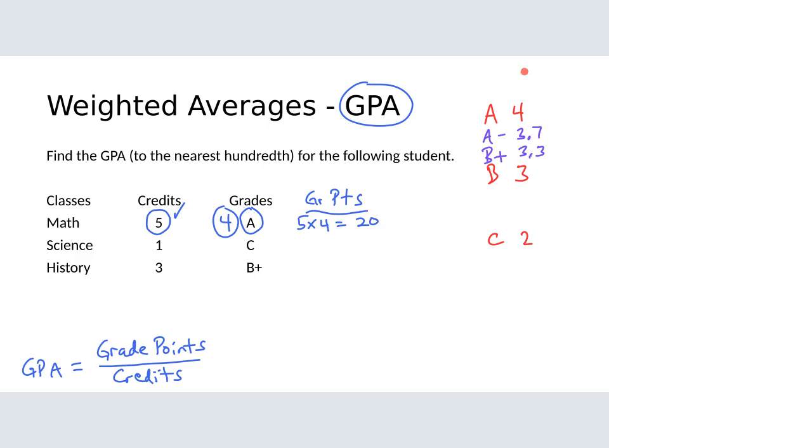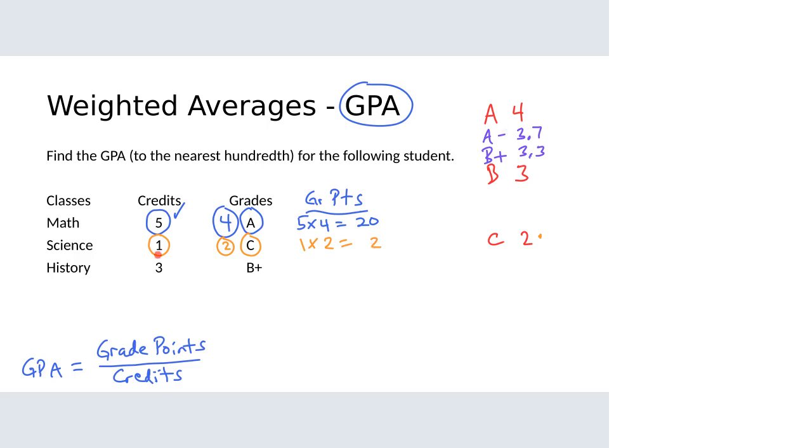If you see something that you're not sure of, you don't understand where it came from, don't hesitate to ask. What we're taking is the credits they took multiplied by the points they get for the grade they earned. They have a 1 credit science class and they got a C in it. That C is worth 2 grade points per credit. So it was a 1 credit class multiplied by 2 grade points per credit. They earned 2 grade points for that science class.